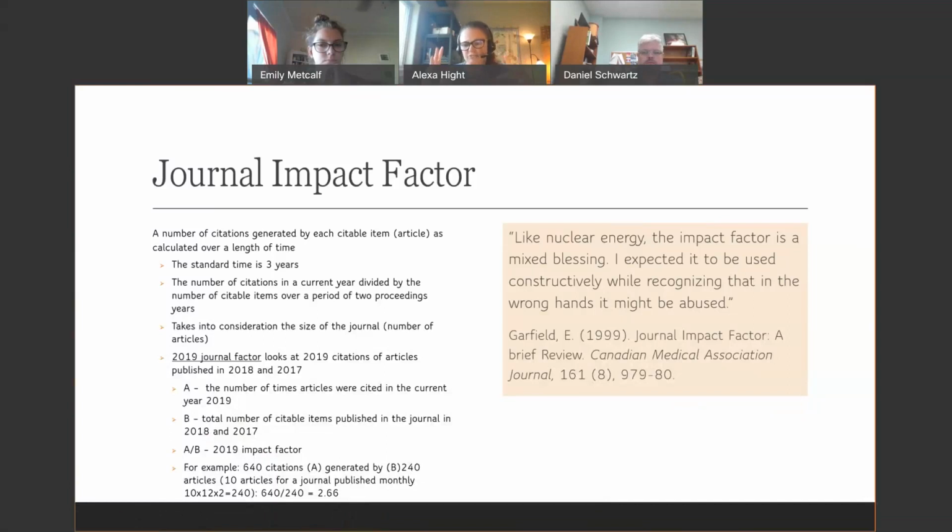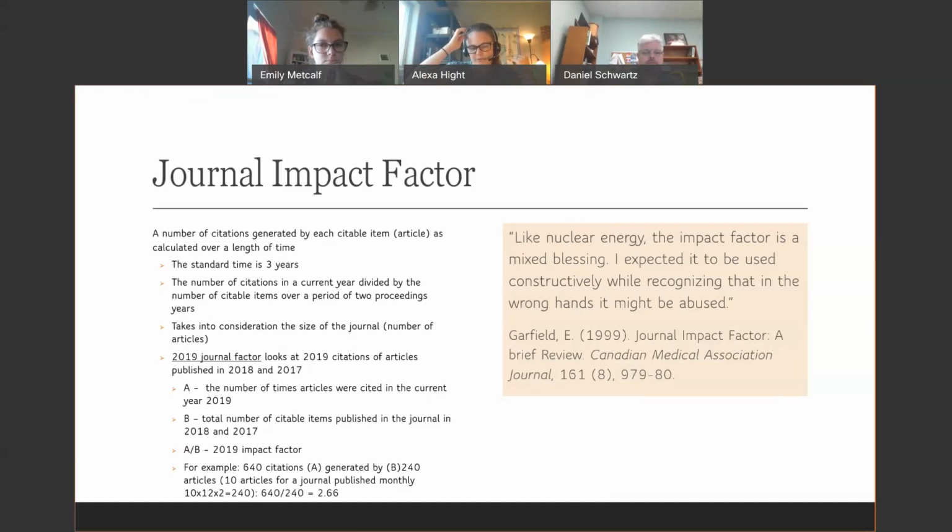So he had a vision for how the journal impact factor could be used correctly. But like a lot of things, it was turned on its head, and it's complicated, and it's not really measuring impact, in my opinion. It's not measuring the value of research.